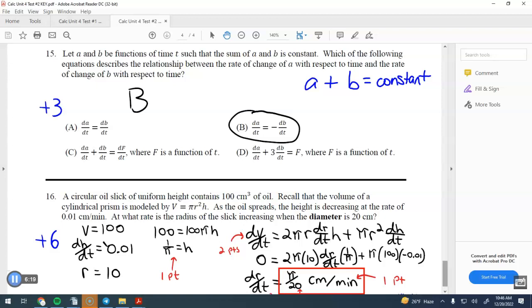You guys got a question? He was asking about the dV/dt being 0, because the volume is not.